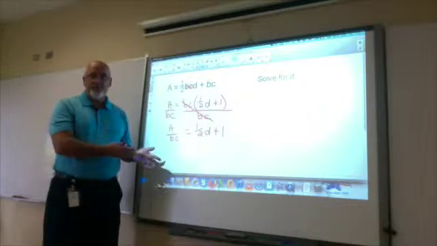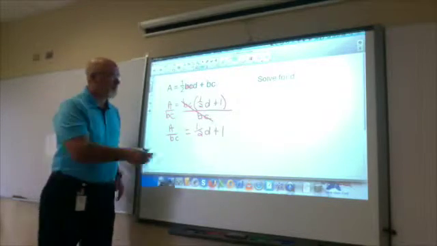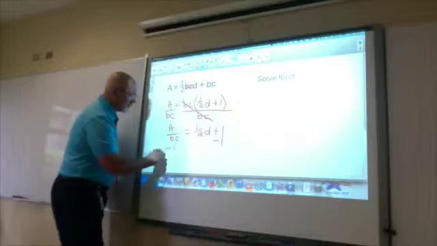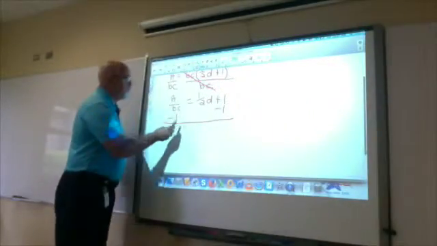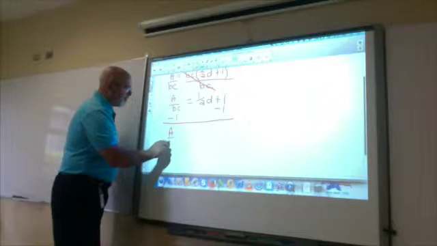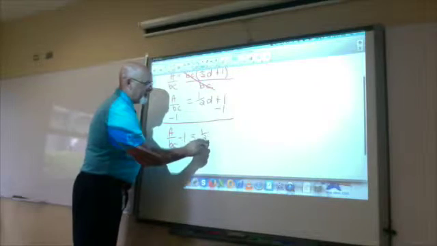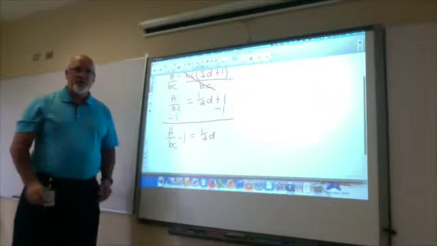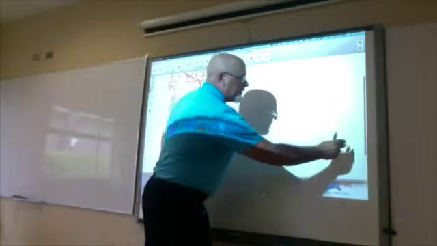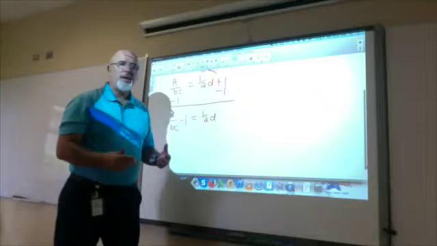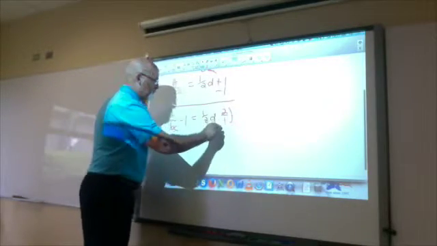Now, the 1/2 D plus 1, we need to get rid of the plus 1. So how do you do that? You subtract 1 from both sides. And that gives us A over BC minus 1 equals 1/2 D. Now, what do we have to do? We have to get rid of that 1/2. So how do I get rid of the 1/2? I do that by multiplying by the reciprocal. So we multiply both sides by 2 over 1.